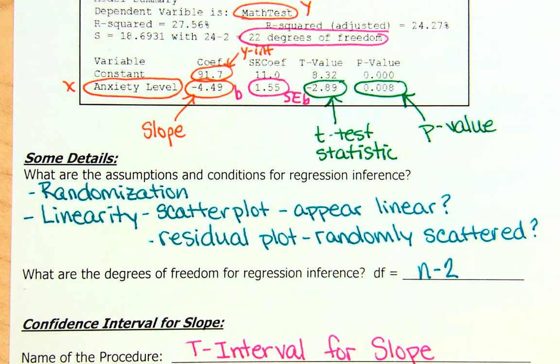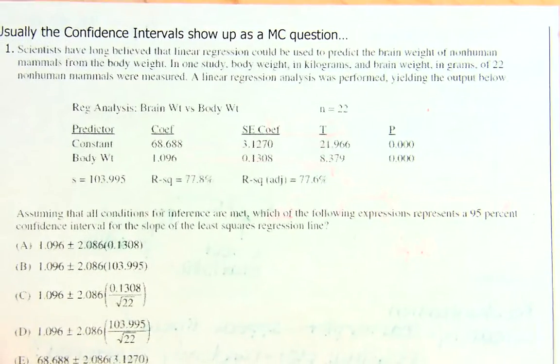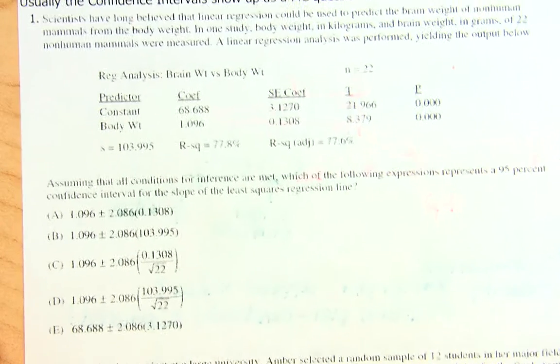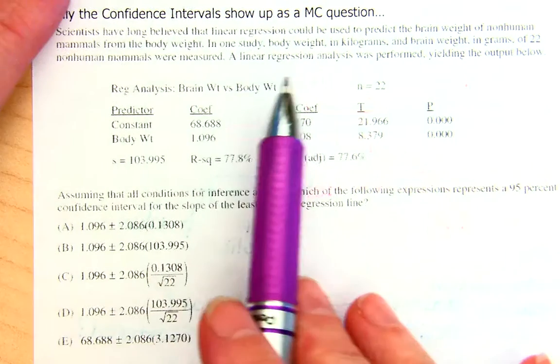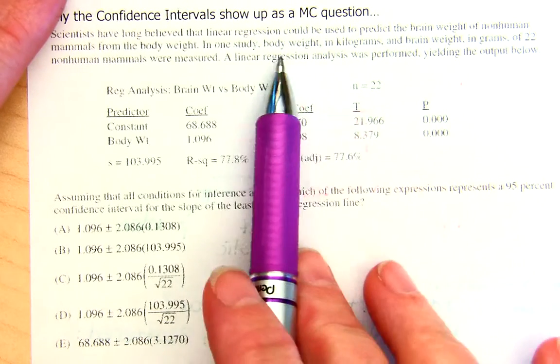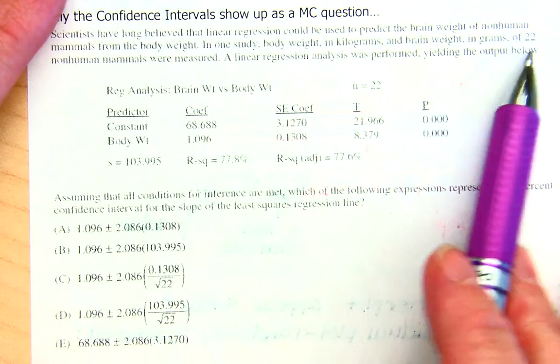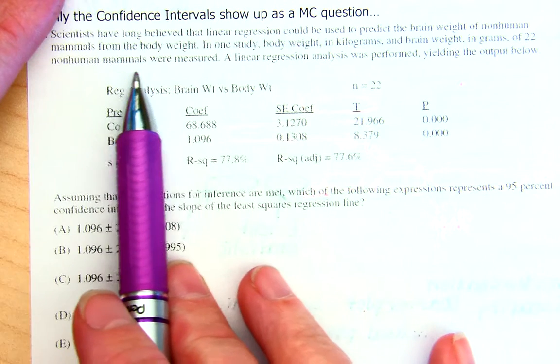Any other questions on this side of the page? Okay, look at the other side. So these are some multiple choice questions. Often these are asked in a multiple choice situation. So I want to work through a couple of these with you to show you how I would do this question. So here we're looking at the body weight in kilograms and brain weight in grams of 22 non-human mammals.